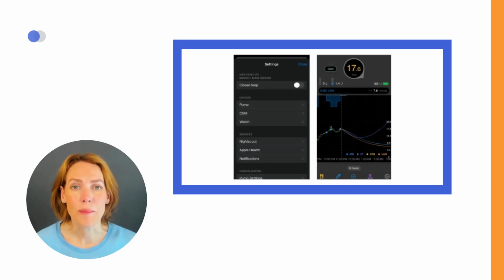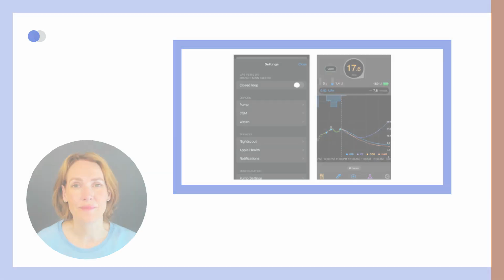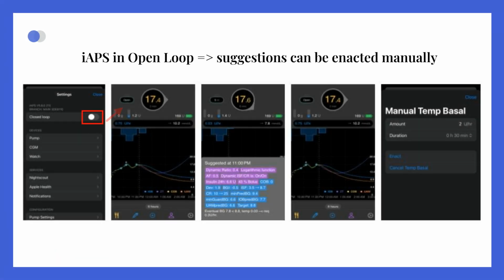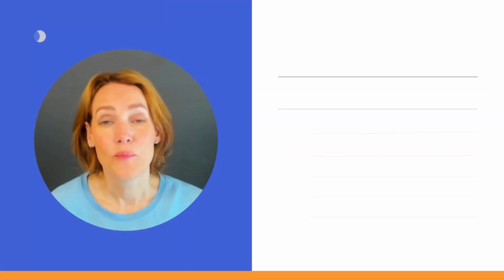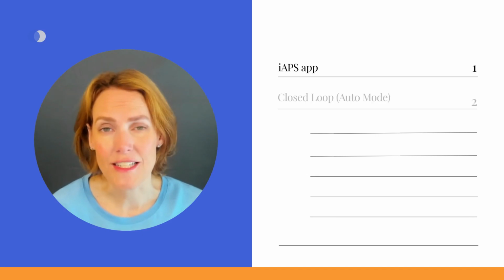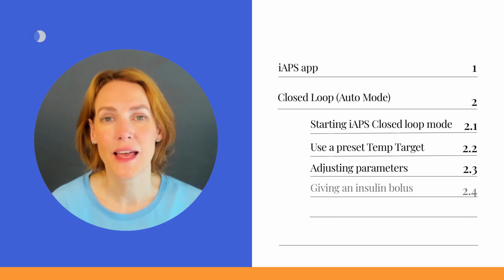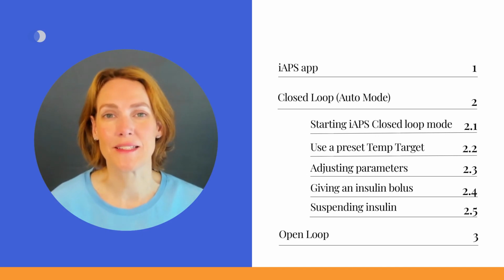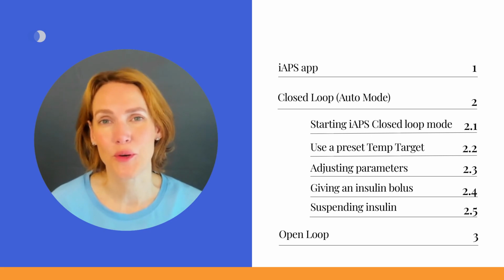If closed loop is disabled, you're in open loop. Open loop can be considered as a sort of manual mode, although iAPS provides suggestions for adjusting basal insulin based on the underlying algorithms, which can be manually confirmed. In this video, we will delve into the functionality of the iAPS app in general and explore how you can use the iAPS app in both closed loop and open loop mode.